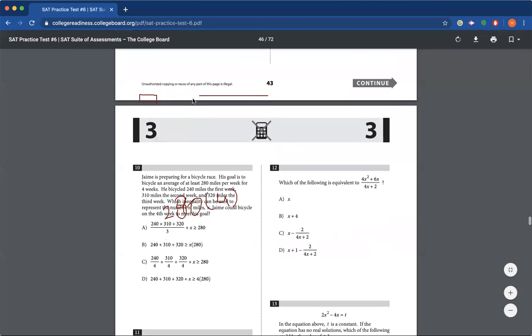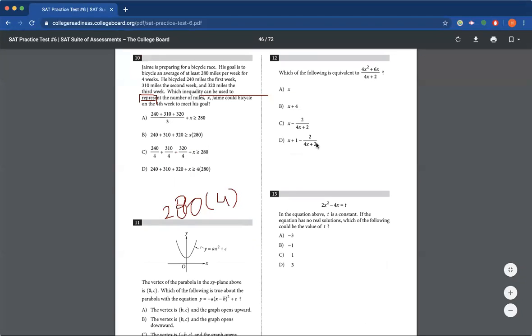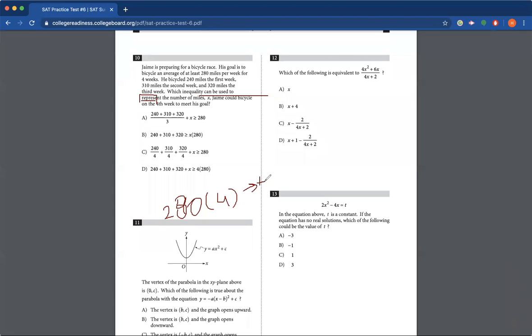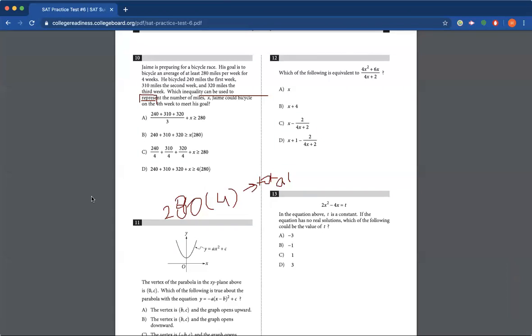C for the top, is that what you're saying? Yeah, C is number 9. I don't believe it's here. Give me a second. Okay. So this is the total number of miles he wants to bike. Total. Now let's look at the answer choices. So over here we're taking the average of everything and then adding x. That is not really right.